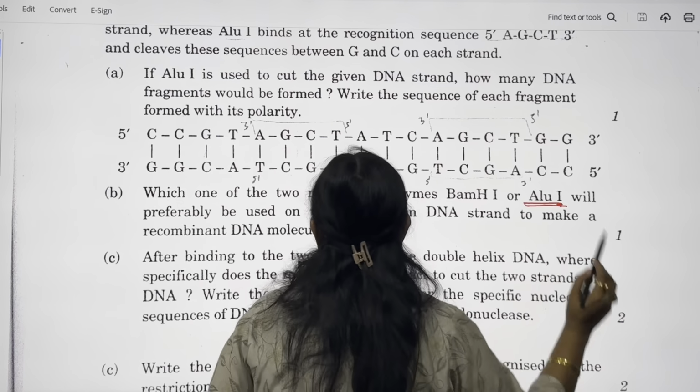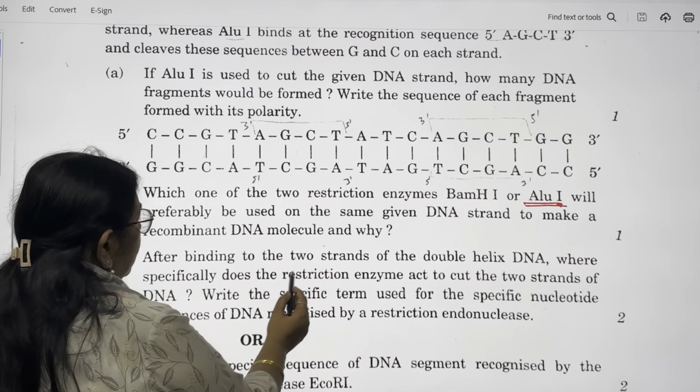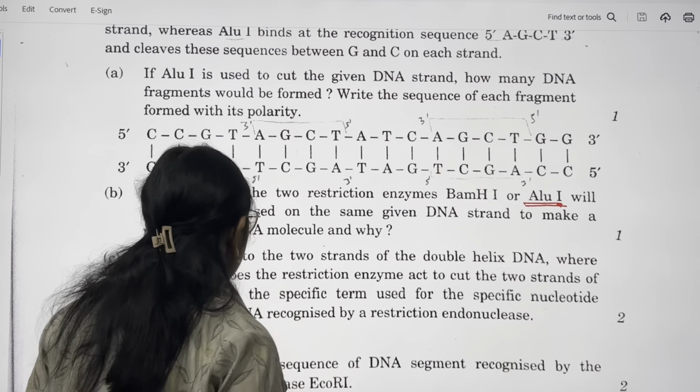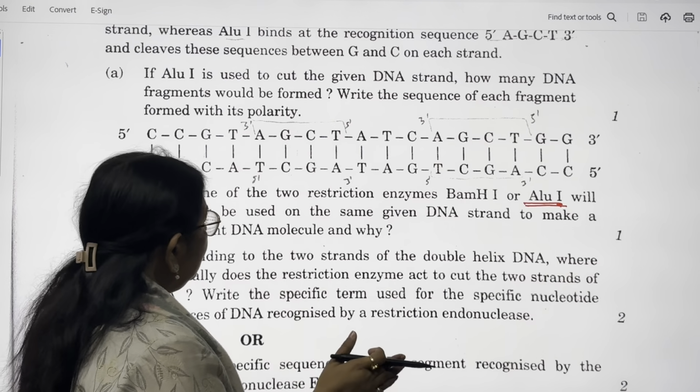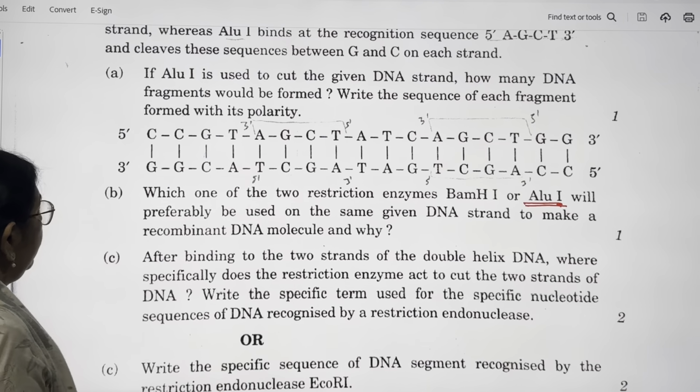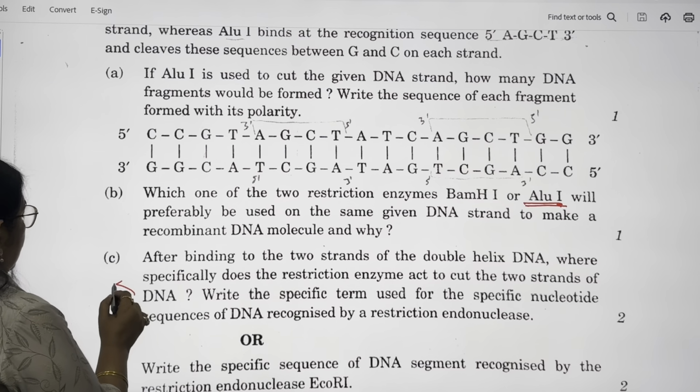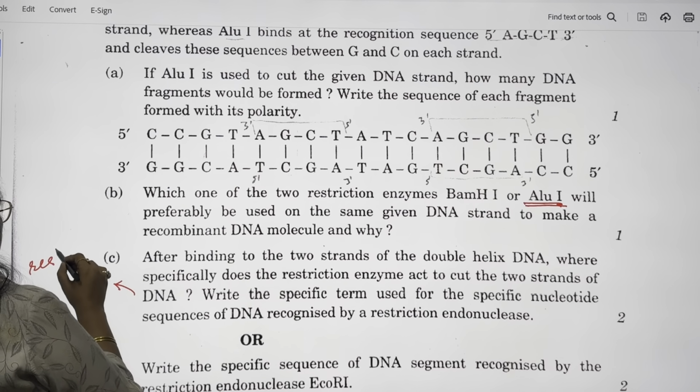and blunt ends can be ligated by DNA ligase, though it is less efficient, but AluI can be used to cut the DNA. After binding to the 2 strands of the double helix DNA, where specifically does the restriction enzyme act to cut the 2 strands of DNA? The answer is restriction site.